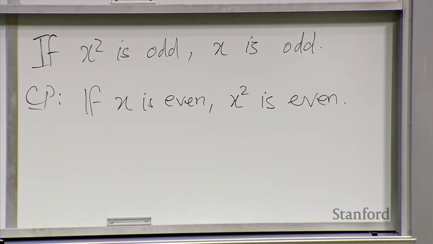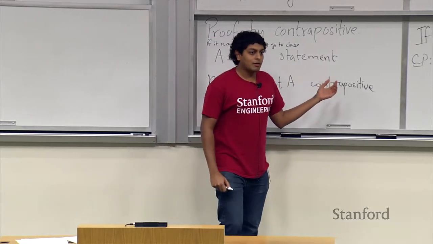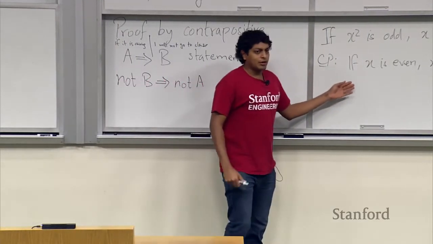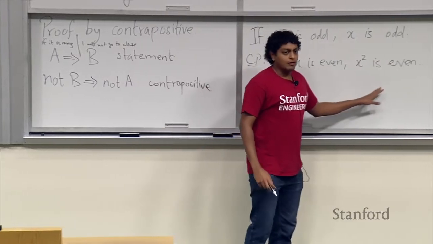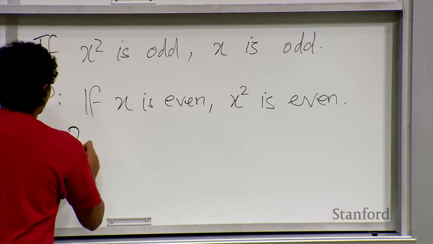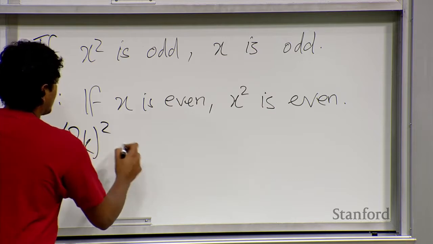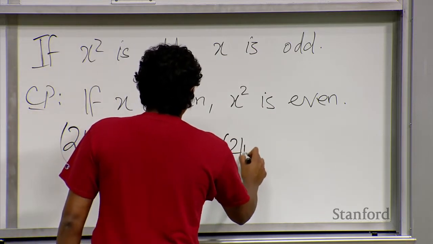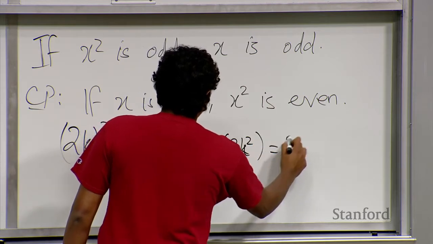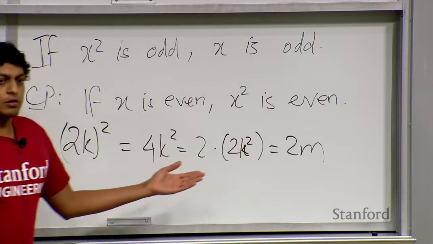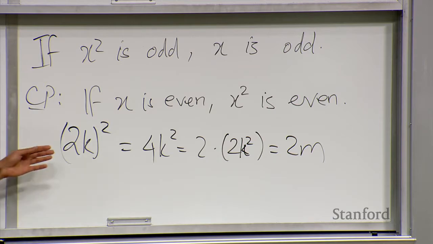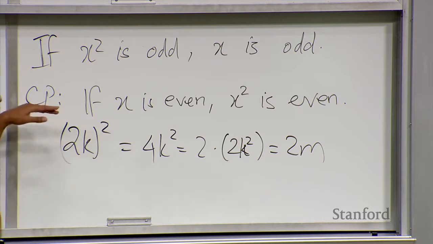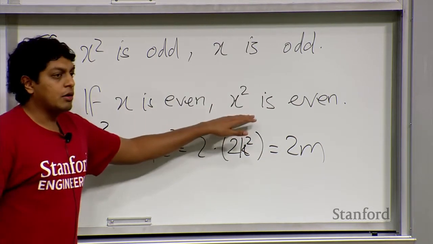But this is just what we proved, right? In our previous case, we proved odd squared is odd. But we can prove very simply that if x is even, x squared is even by saying, let x be of the form 2k. If we square it, we get 4k squared, which is 2 times 2k squared, which is 2m, which is also even, right? So for any given even number, we know that its square is even. Therefore, we have proved that if x is even, x squared is even.